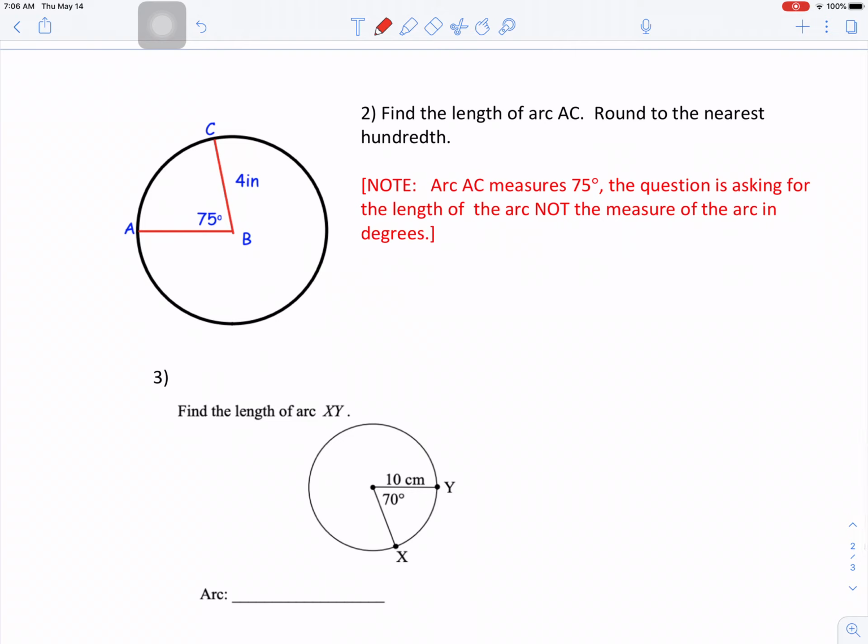Find the length of arc AC, round to nearest hundredth. So I'm going to get my calculator ready, just because I don't want to change screens and slow this down. My Wi-Fi has been very sketchy.